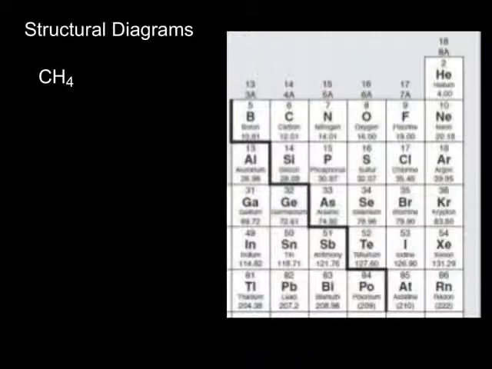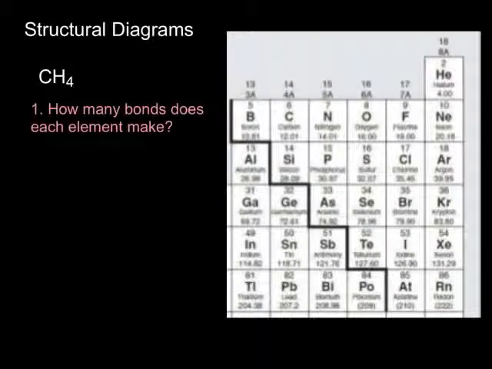The first thing I ask myself is, how many bonds does each element make? When I look at the periodic table, it gives away how many bonds each of the elements make. So again, the pattern goes like this. The noble gases have 8 valence electrons, and so therefore they make 0 bonds. I look at the halogens. They have 7 valence electrons, which is shown with the group 7A. They need 1 more electron, so they make 1 bond.